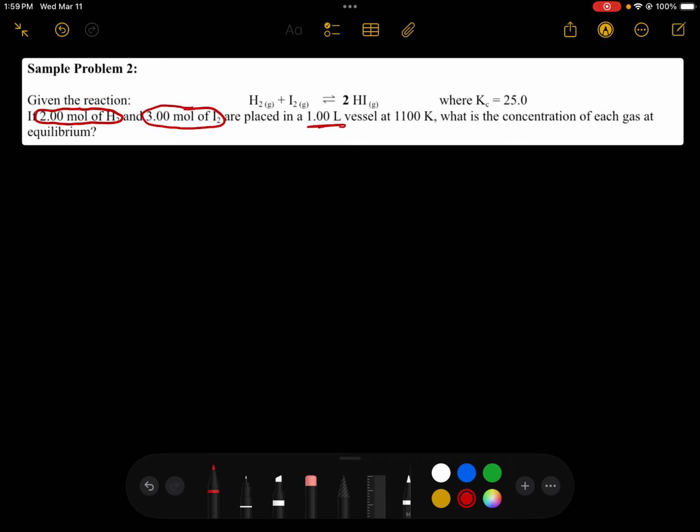So remembering that moles divided by liters is concentration, we can safely say that this is 2.00 molarity and that is 3.00 molarity. Again, because I'm dividing both of those values by 1. So let's put together our ICE table.